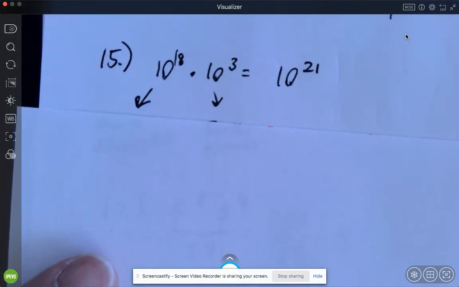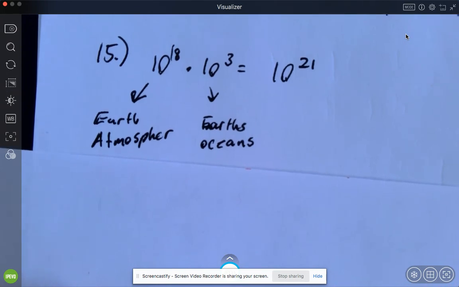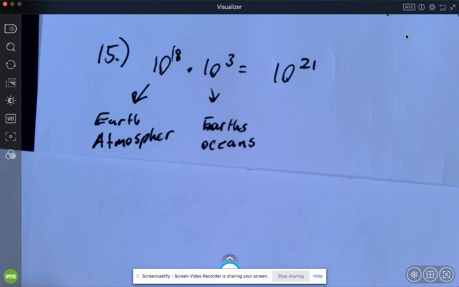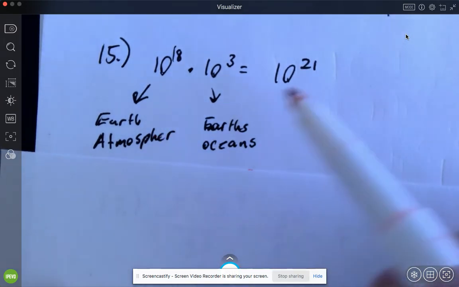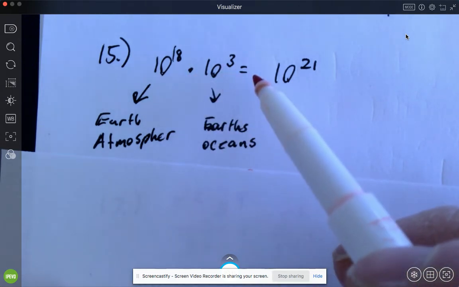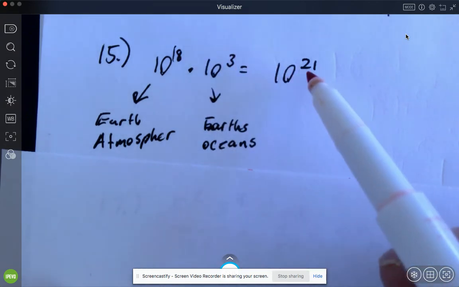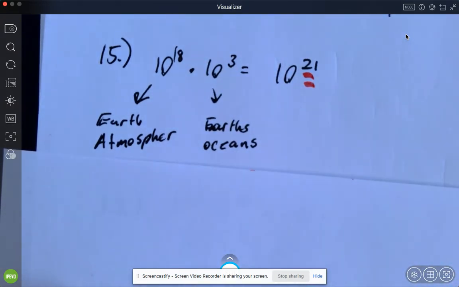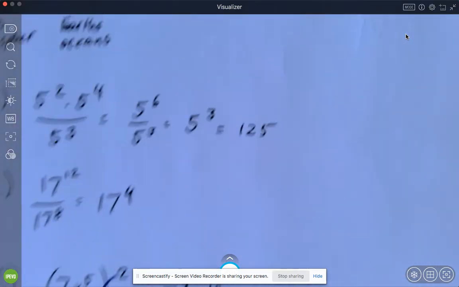Number 15, okay, so I think this one was saying, like, how many more times is the Earth's ocean mass if it's 10 times 3 times more than Earth's atmosphere? So I think you had to basically multiply the two powers, and that means the bases are the same, so you just get 10 to the 21. That was tricky. We won't see that on the test, the quiz today. Let me just move this down here.